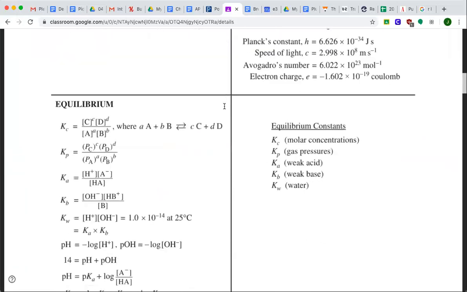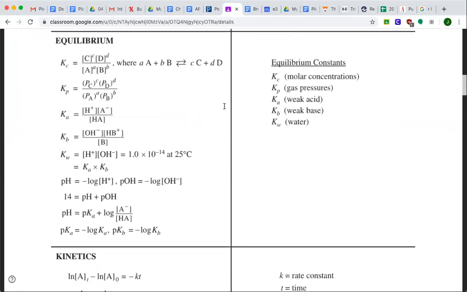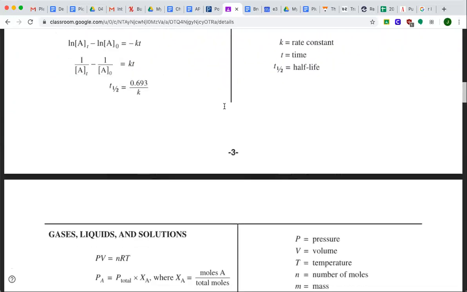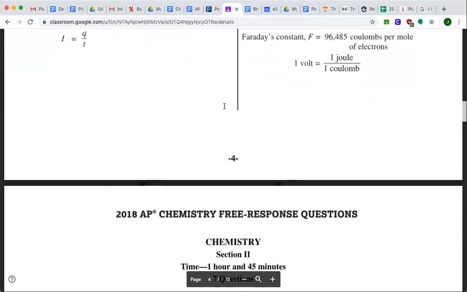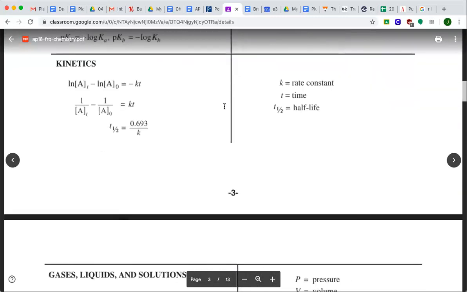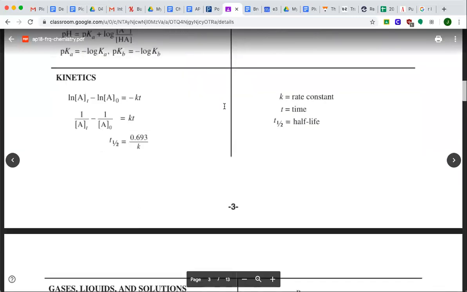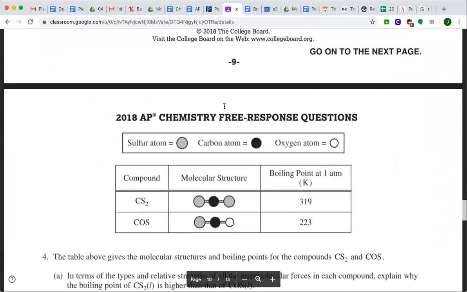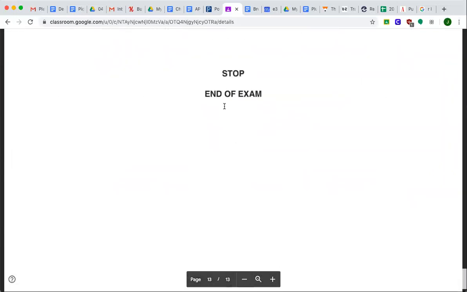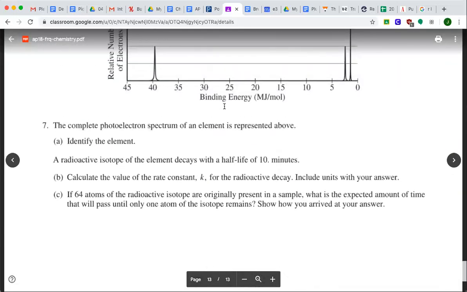So half-life is 10 minutes. What's the rate constant? Let's see if they have a decay. Half-life, aha, look at that. Okay, so the half-life is 0.693 over the rate constant. So that's 10 minutes. Let me double check that I memorized it: 0.693 over the rate constant, yeah. Okay, let's go back down. So you use this bad boy right here.